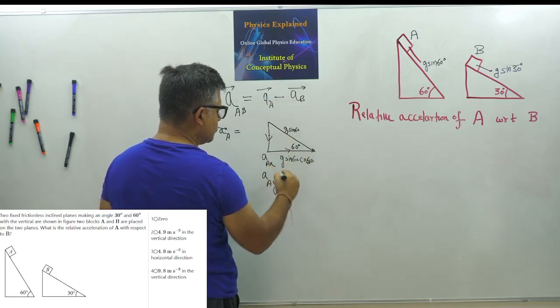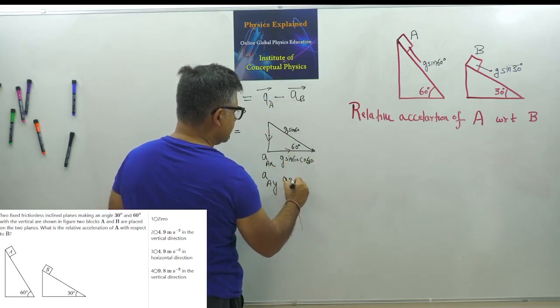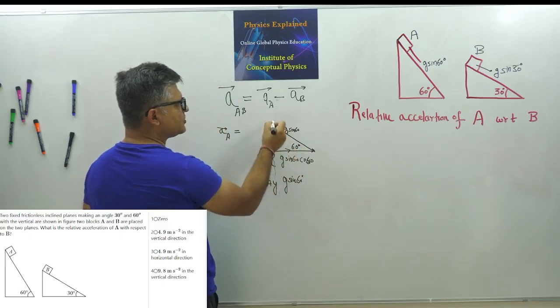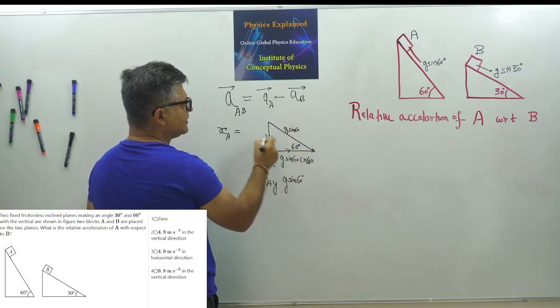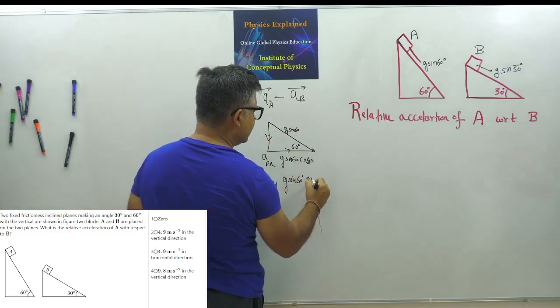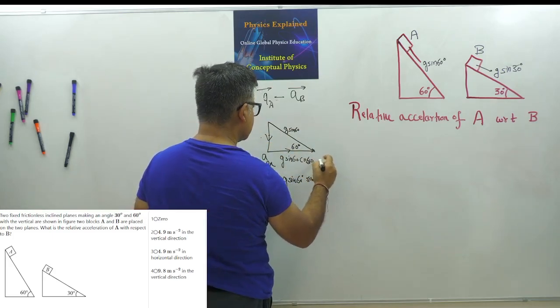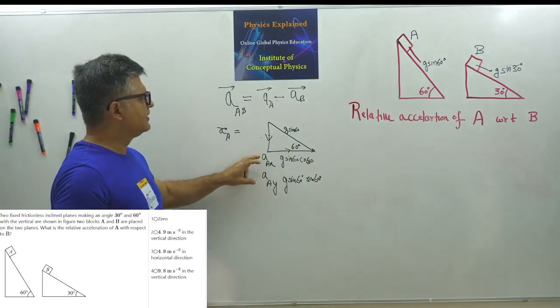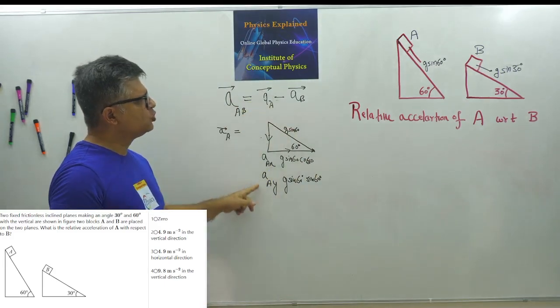Now I have to find a_Ay, which is this component, right? So this is downward again. So this is g sine 60. And since this is the vector I'm resolving, this also becomes g sine 60 times sine 60, right? So I'm able to resolve this particular acceleration into two parts.